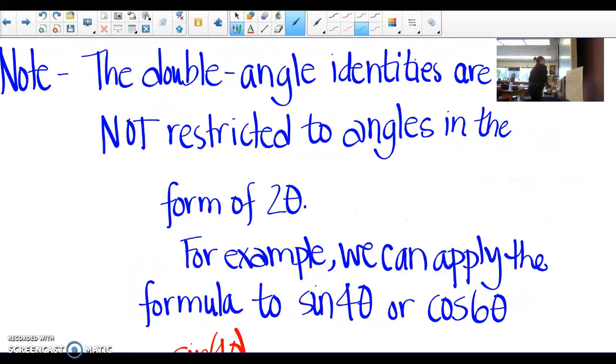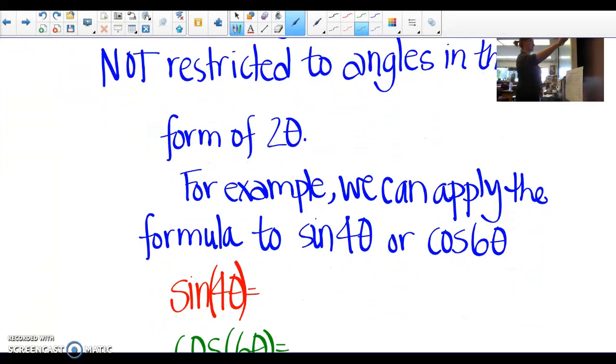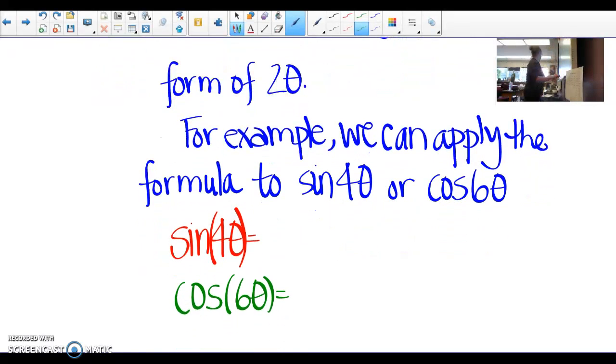Okay. So the next thing that I want to look at here is double angle identities. They are not restricted to angles in the form of 2 theta. For example, we can apply the formula to sine of 4 theta or cosine of 6 theta. So sine of 4 theta would look like this. We would do the same kind of thing.